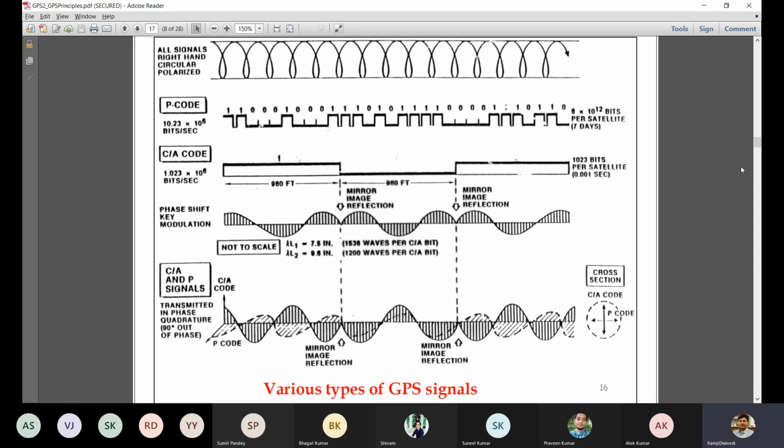So these are the carrier signal which is right-handed circularly polarized. This is an example of the P code, and this is the CA code. The P code is 6 into 10 to the power 12 bits per satellite, 7 days. The CA code is 1023 bits per satellite.